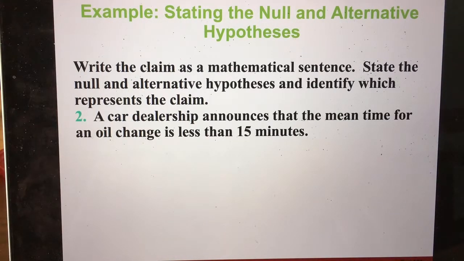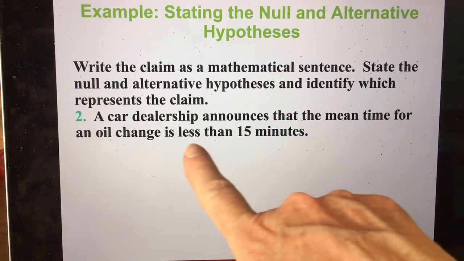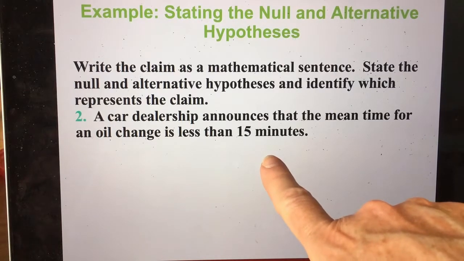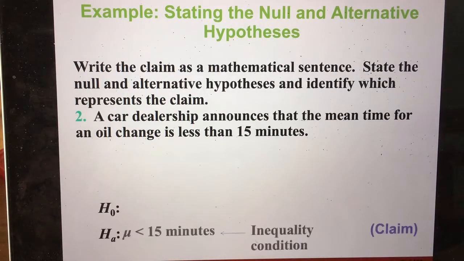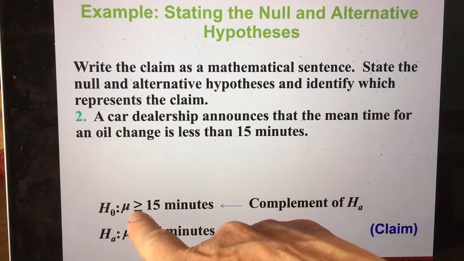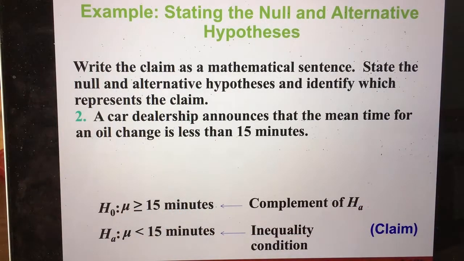Okay, write the claim as a mathematical sentence. State the null and alternative hypotheses and identify which represents the claim. A car dealership announces that the mean time for an oil change is less than 15 minutes. Since they didn't say less than or equal to, we're going to have an alternative that says mu is less than 15. So that means our H sub 0 will be mu is greater than or equal to. So this one is the claim. The H sub A is the claim. But the H sub 0 is the one that has to have the equal sign in it.